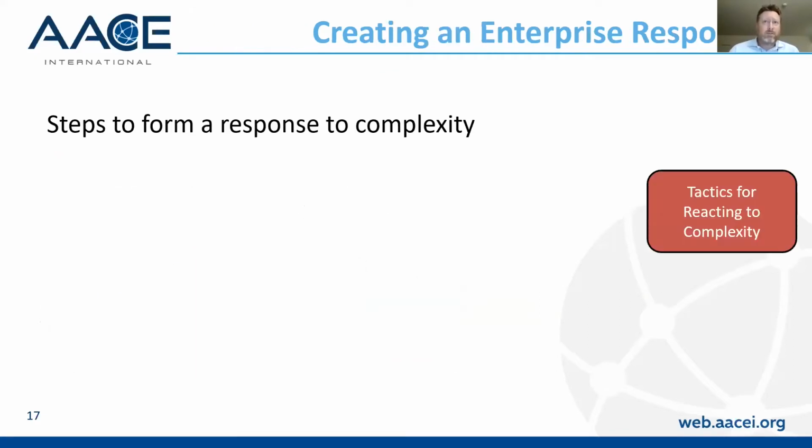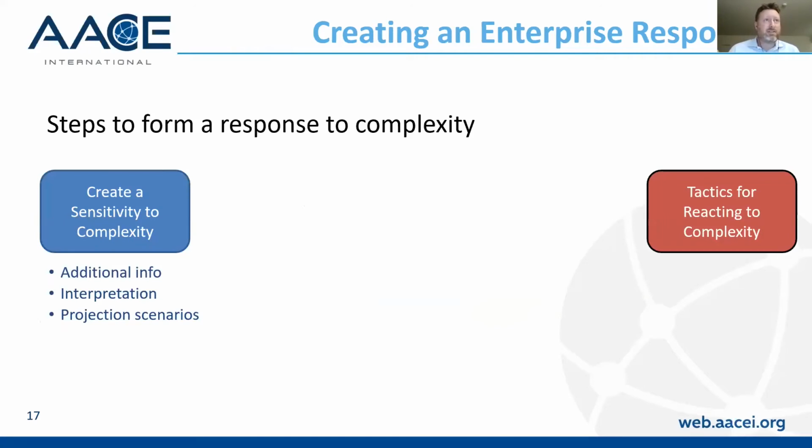So this is my sort of simplistic way of the steps to form a response to complexity that a business might take. So first, you need to create a sensitivity to complexity. That gives you situational awareness. And that might mean creating additional information, different metrics that you need to start reporting. You'll need to have an interpretation of those metrics, and you'll need to be able to have some projection scenarios, some idea of how those things will start impacting the forecast that you might have.